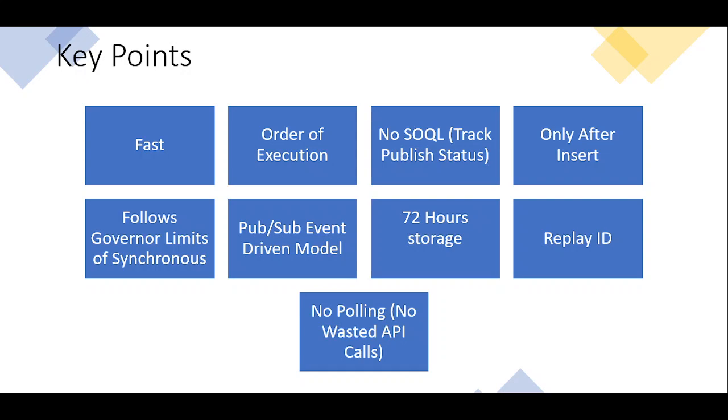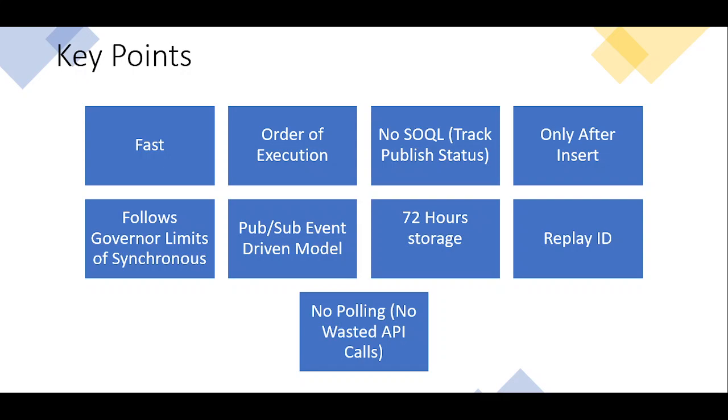Now, only after insert. What it means is that in other Apex triggers, we have certain events: before insert, after insert, after update. We have many events there, but in platform events we just have one. When we write the trigger, I'll show you, we can only write after insert. We do not have before insert, after update, or before update. It follows the synchronous governor limits, not the asynchronous governor limits, such as DML: in one transaction we can have 150 DML statements, so it follows that.